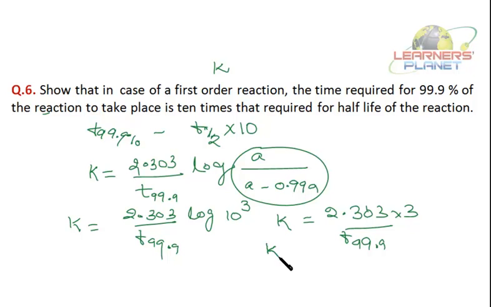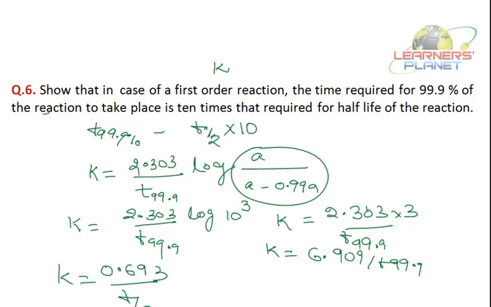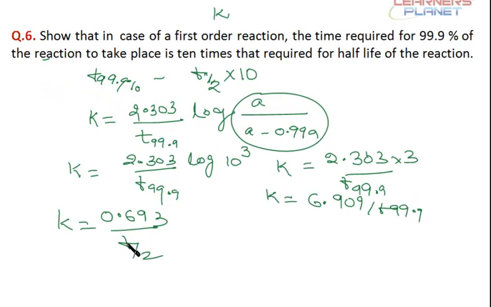Now K will be equal to 6.909 by T 99.9 and K is equal to 0.693 by T half. This is the equation. Now what is K? K is a constant. So can we equate the two things? K is constant for the reaction. So 0.693 by T half will be equal to 6.909 by T 99.9.